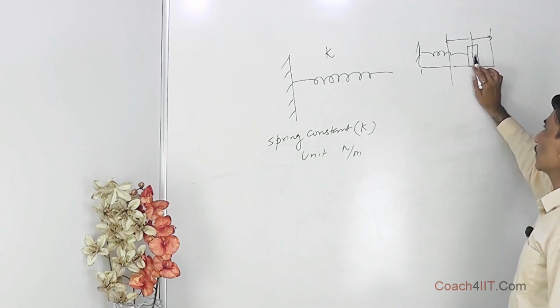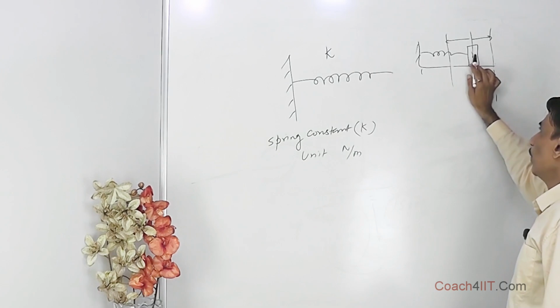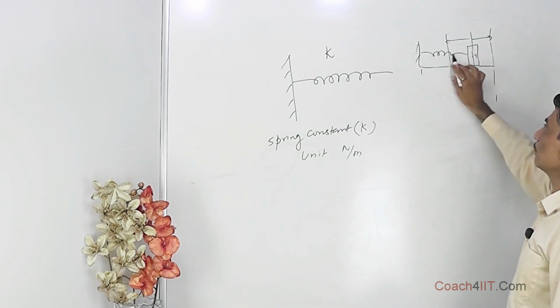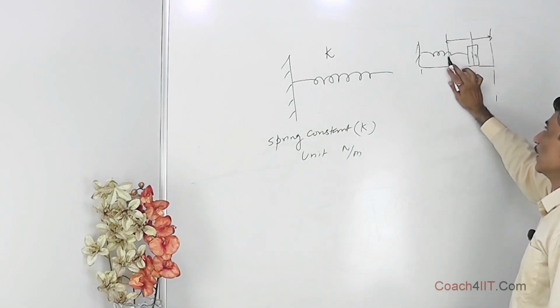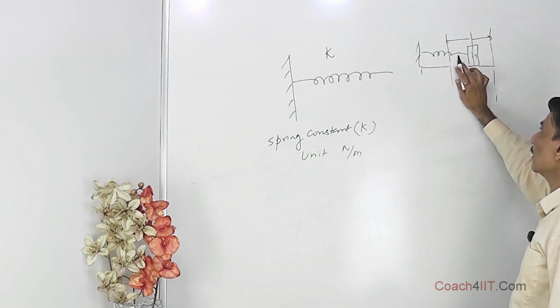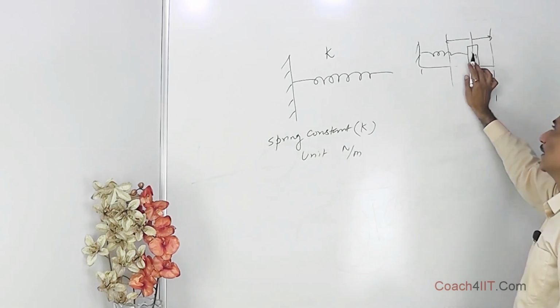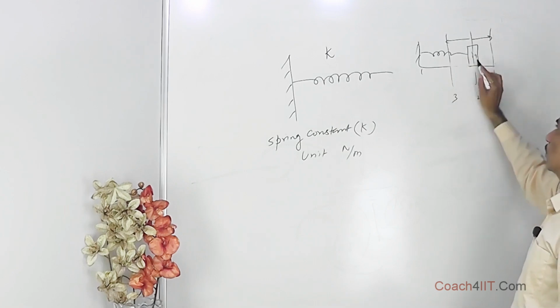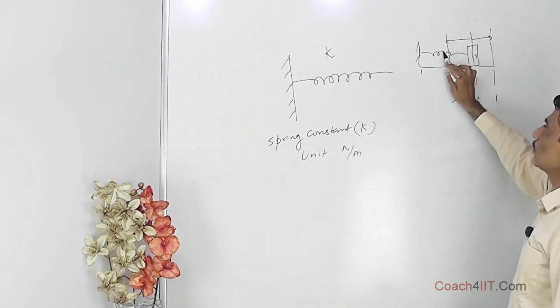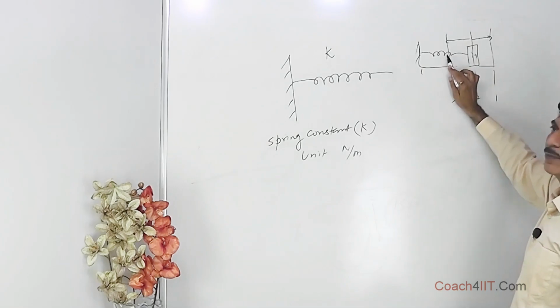Because of inertia, obviously it keeps on moving like this. When it keeps on moving like this, once again it starts compressing this spring. When it starts compressing this spring, the elastic potential energy of this spring is increasing, and the speed is reducing, that is, kinetic energy is getting reduced. So from 2 to 3, what is happening is, it is giving its kinetic energy and changing to the elastic potential energy of this spring.